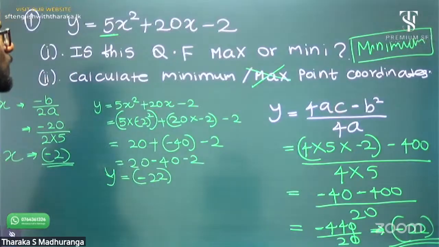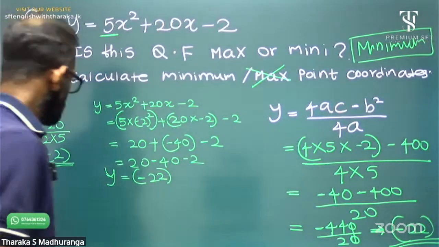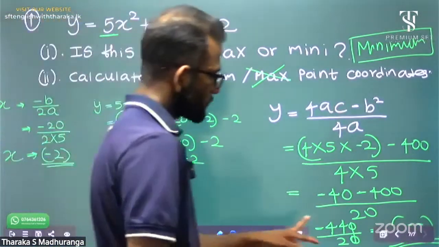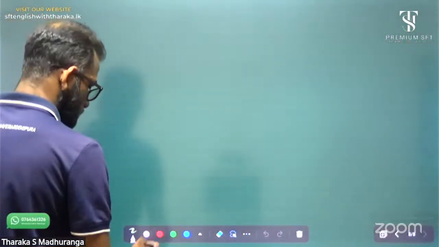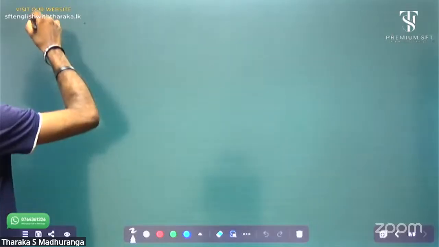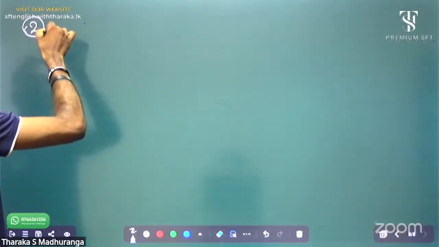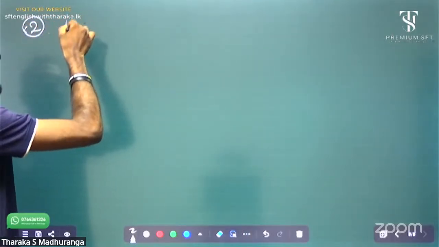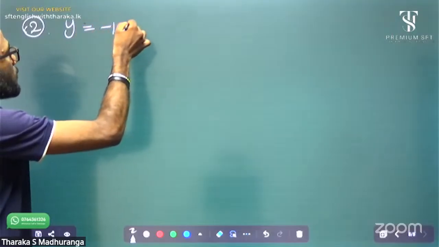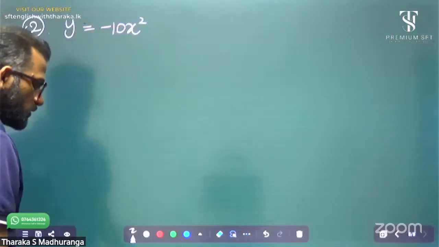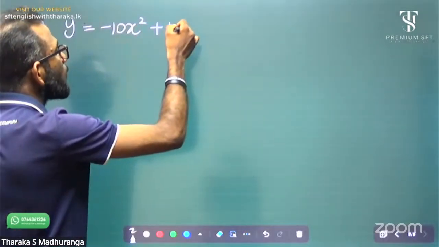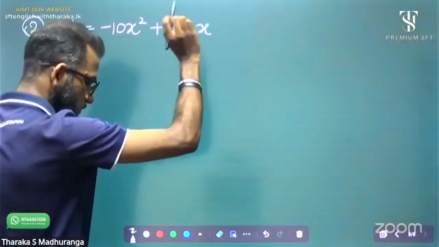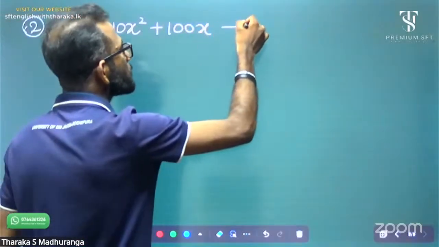Okay. Second question. y equals minus 10x squared plus 100x minus 12.